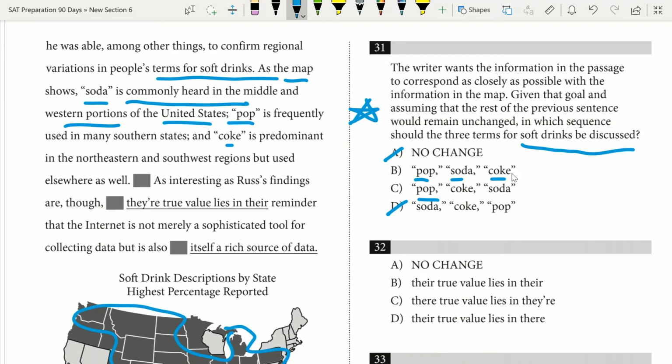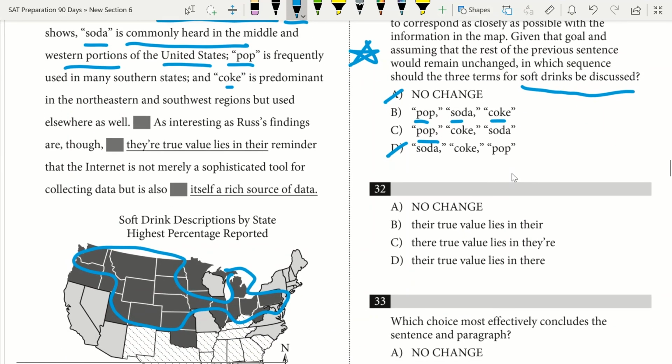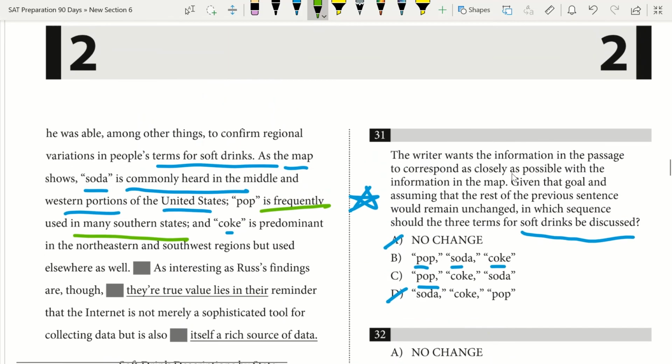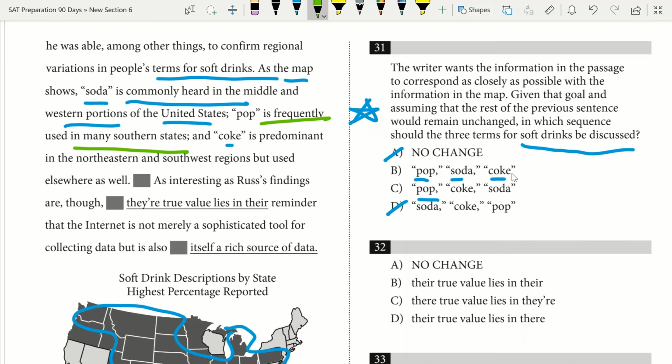Okay, next thing I've got is frequently, next one is frequently used in many southern states. I'm going to put that in green just so we can see that difference. Okay, so now we're looking at southern states. So let's take a look at our map. I'll put it in green here as well. We have our southern states are going to be right around this group here. Okay, these are going to be our southern states. We see that they refer to it as Coke. So our second term then needs to be the term Coke. Okay, so we should have pop, then we should have the term Coke. So our answer there is going to be C for number 31.